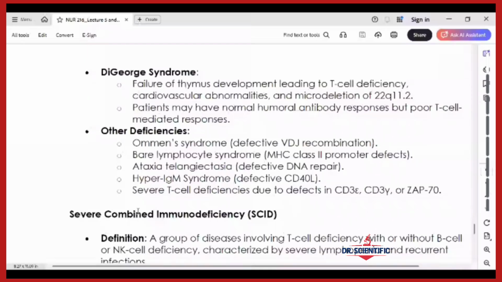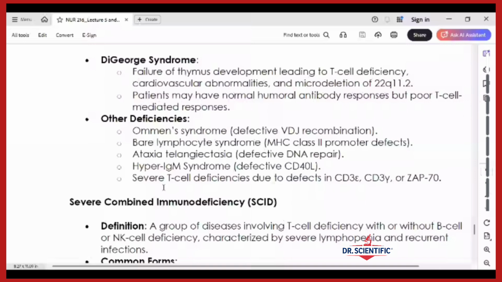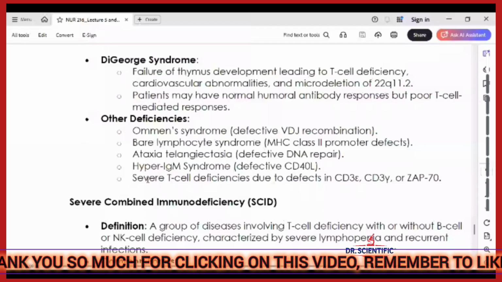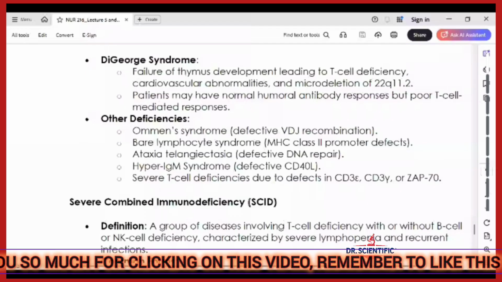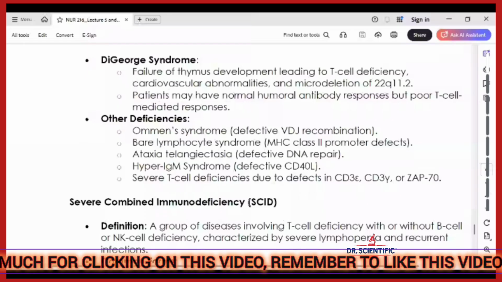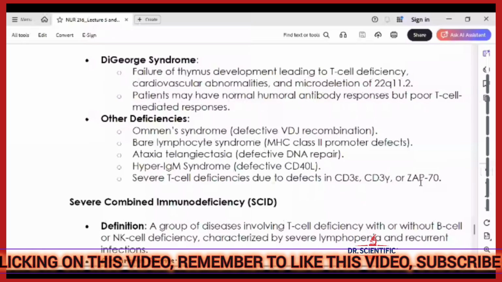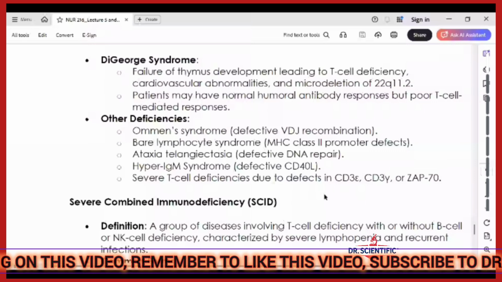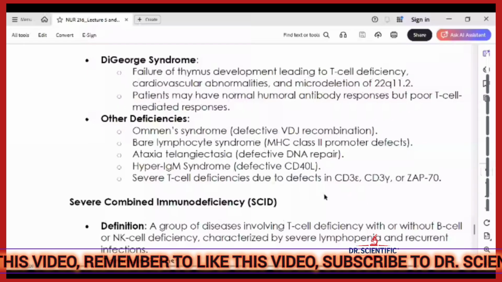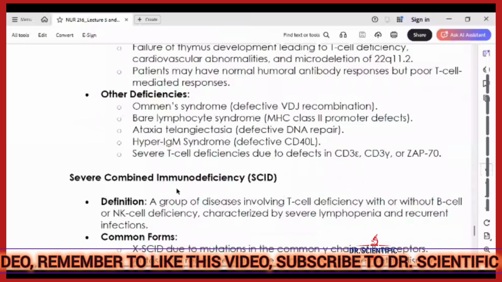Then you have severe T cell deficiencies due to defects in CD3 epsilon, CD3 gamma, and ZAP70. These are very key molecules on T cells, and they are important in how T cells proliferate. If T cell proliferation is affected, then of course mutations in these regions, CD3 epsilon, CD3 gamma, and ZAP70, which are proteins on the surface of T cells, interfere with the proliferation of those cells.